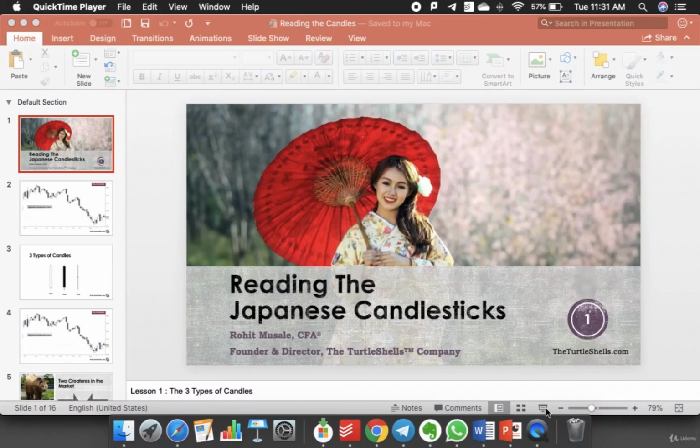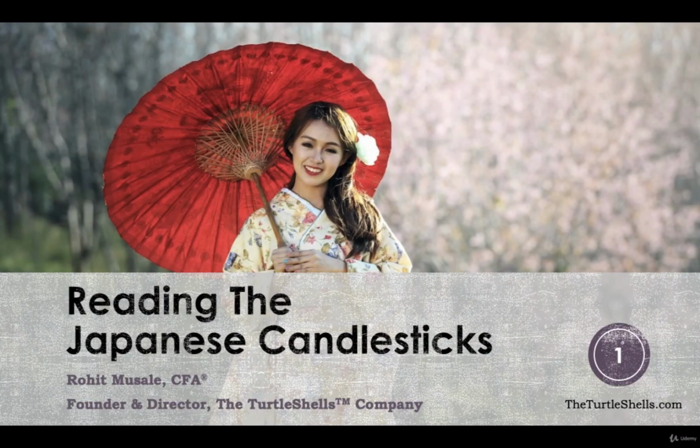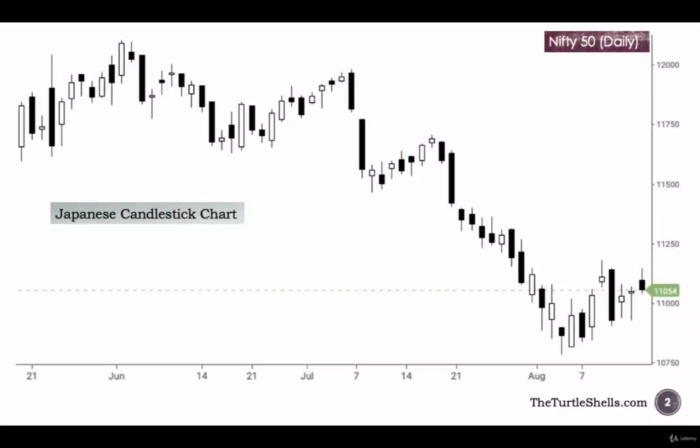Right, so now let us look at individual candles. How do you read individual Japanese candlesticks? This is the chart that we saw in the first section. This is the price, this is the time frame, and it's a daily chart. Each candle represents 1 day worth of price action. We will look into that. And it is a chart of Nifty 50. Okay, so it is an index.